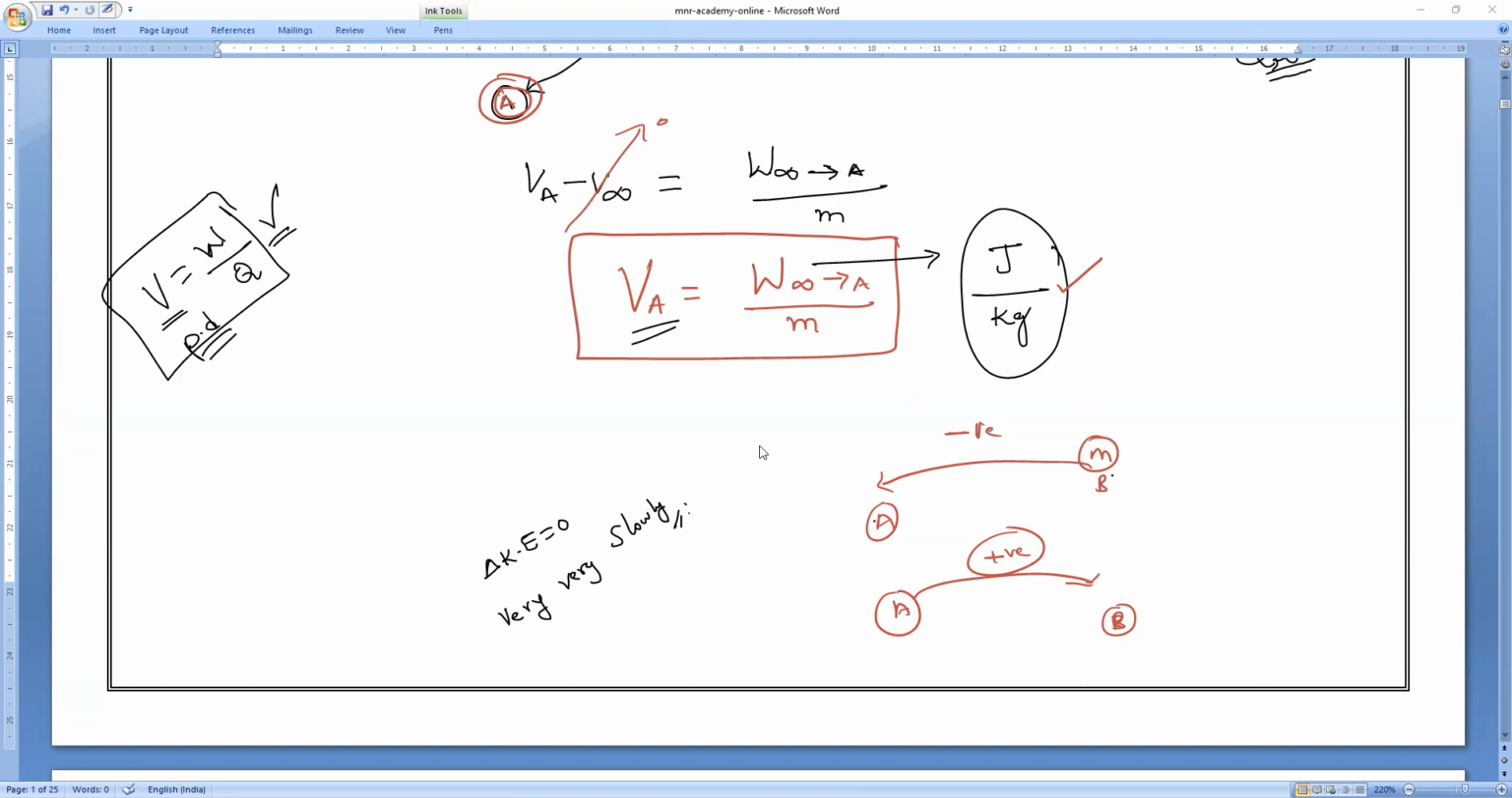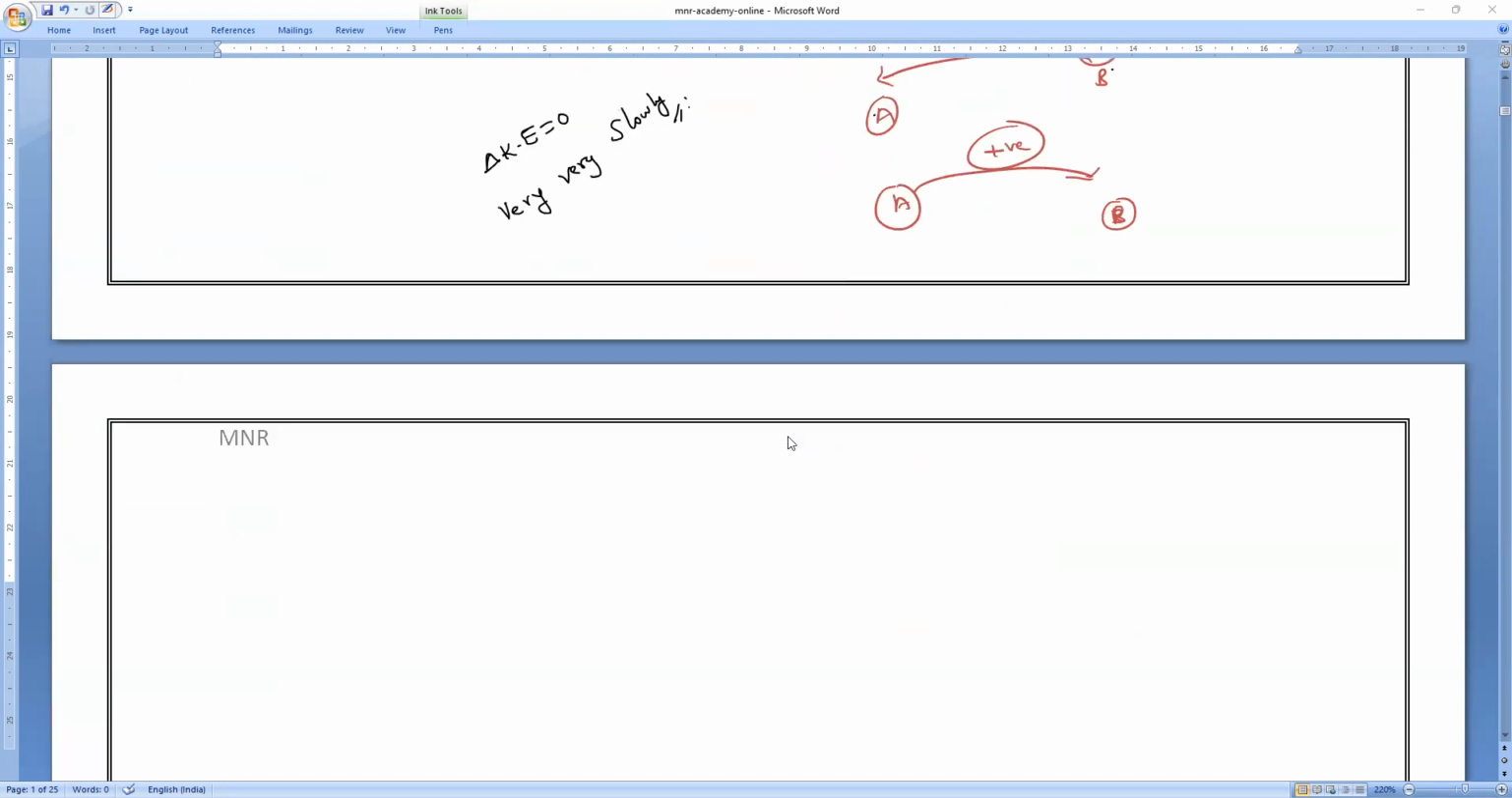Clear, everybody? Do you understand? Clear? Yes, Radheswar, clear? Next, we are going to discuss gravitational potential energy.